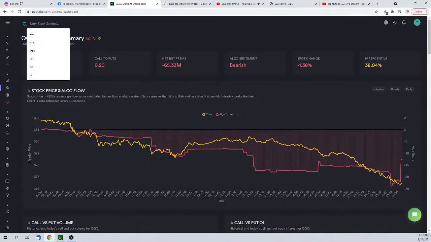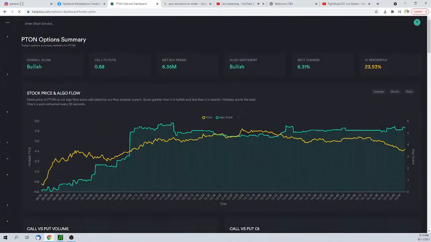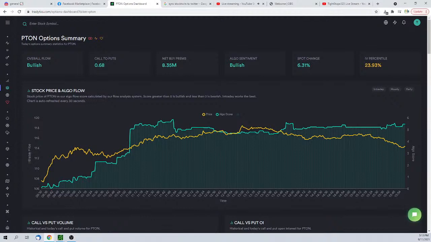What else ran? Piton. There we go. So this is just a beautiful chart all day anyway. Didn't really need much algo flow to tell you it was a great day for Piton. But one thing that was interesting as we got later in the day, the algo flow is just going crazy. Then it starts to kind of level off here, but the price is still kind of consolidating up.